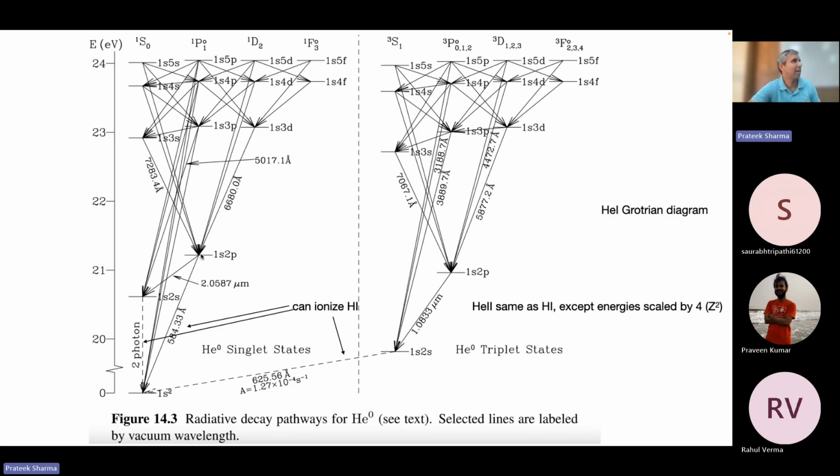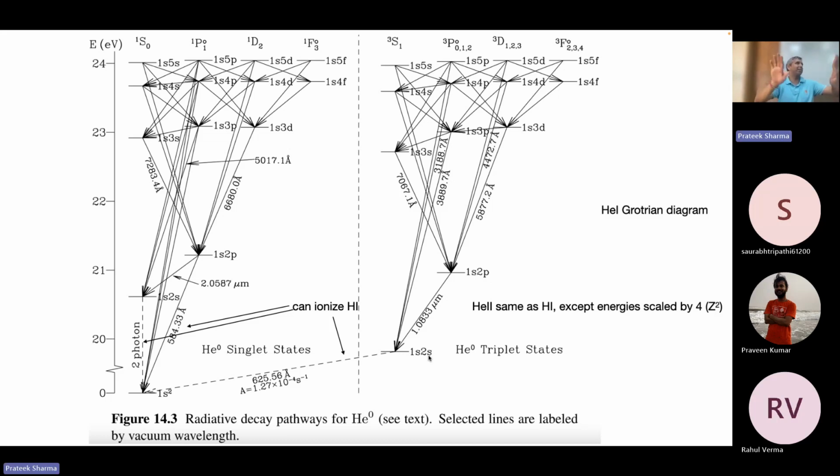Here also delta L equal to 1 is the allowed transition. So these are all allowed transitions. Okay, so 1s 3p to 1s 2s and 1s 3d to 1s 2p and so on. So in neutral hydrogen also the same story holds, that everything comes down to 1s 2p and 1s 2s.